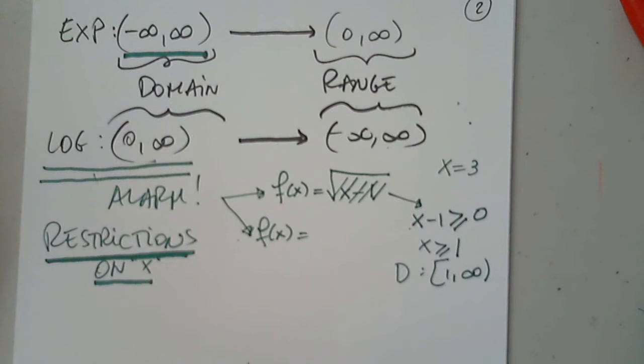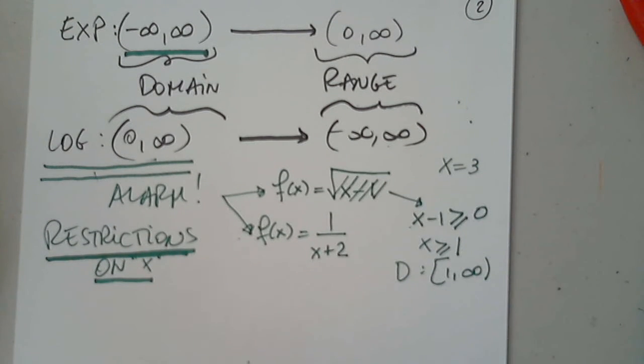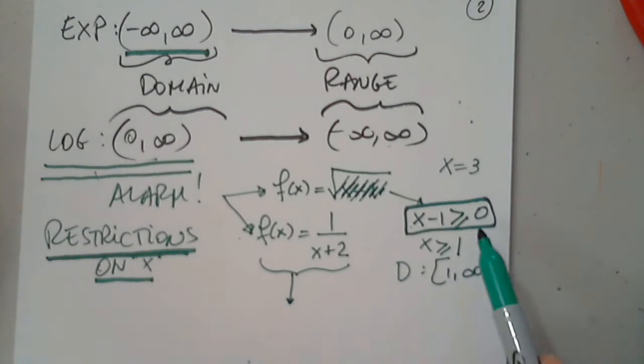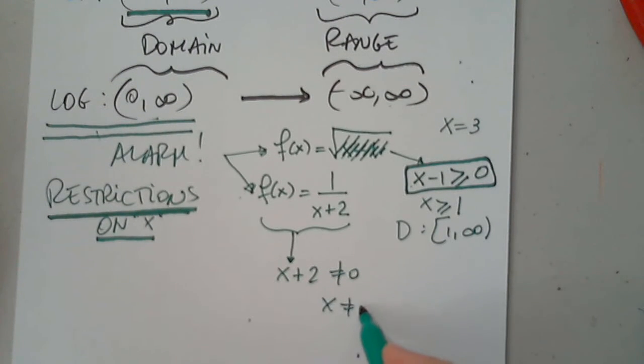can anyone give us another example of a function in which we have to worry about the domain? What about 1 over x plus 2? How will I write the domain of such a function? What is the condition that will give us the restriction? Here, this was the condition. The quantity underneath the square root has to be greater than or equal to 0. What is the condition here that I have to write? X cannot equal 2 or negative 2. Indeed. X plus 2 cannot equal 0, which means x cannot equal negative 2.